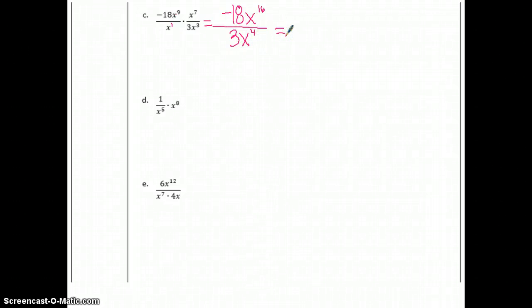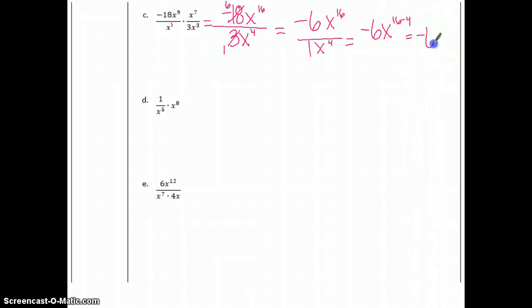Now we need to look at our division. We need to divide our coefficients. So negative 18 divided by 3, that can be simplified. 3 goes into 3 one time. 3 goes into 18 6 times. So I have negative 6 x to the 16th over x to the 4th. I can simplify that even further by looking at our x's. So I have negative 6 x to the 16 minus 4, which is negative 6 x to the 12.